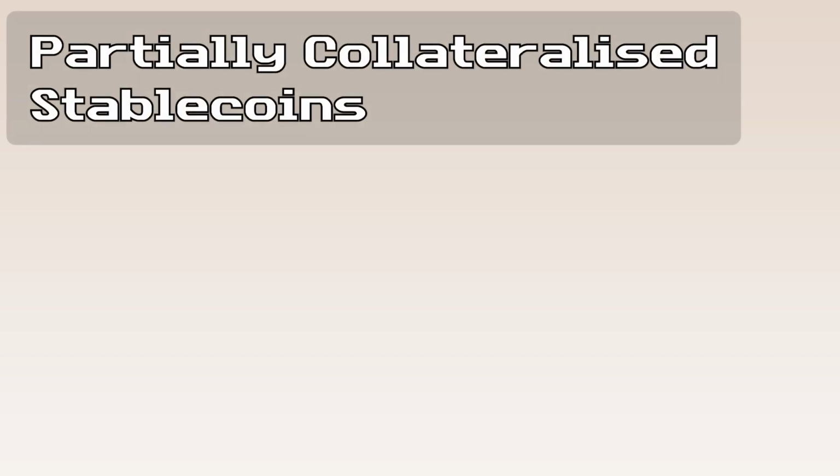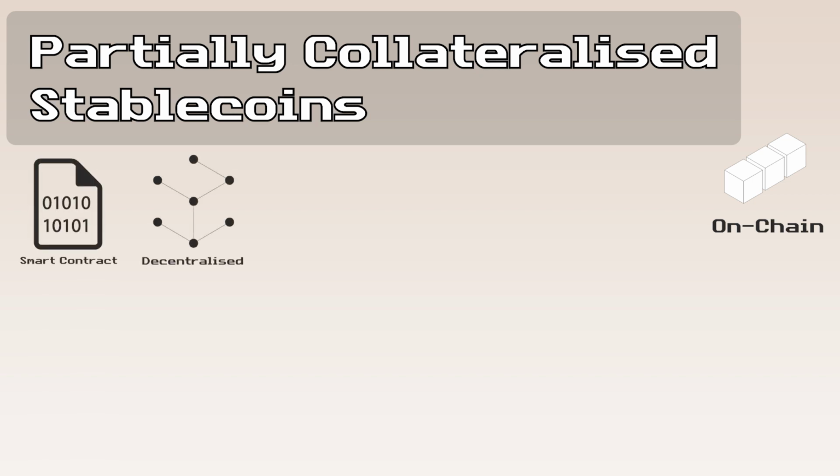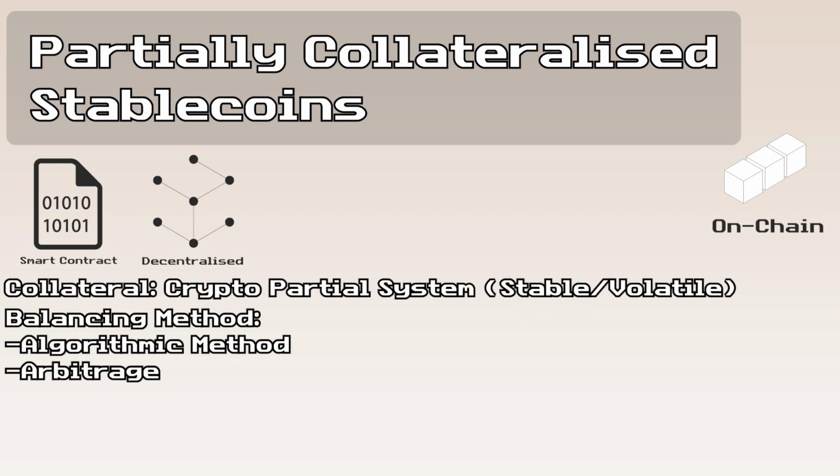Okay, the fifth and last stablecoin, which I've left to last as it is one of the more difficult systems to understand, is partially collateralized stablecoins. Now, partially collateralized stablecoins are on-chain, decentralized, and use smart contracts. So we don't have any of that centralization or trust-based system. But what we do have is a system where the stablecoin is only partially collateralized by an asset, which is a cryptocurrency such as Bitcoin or Matic.